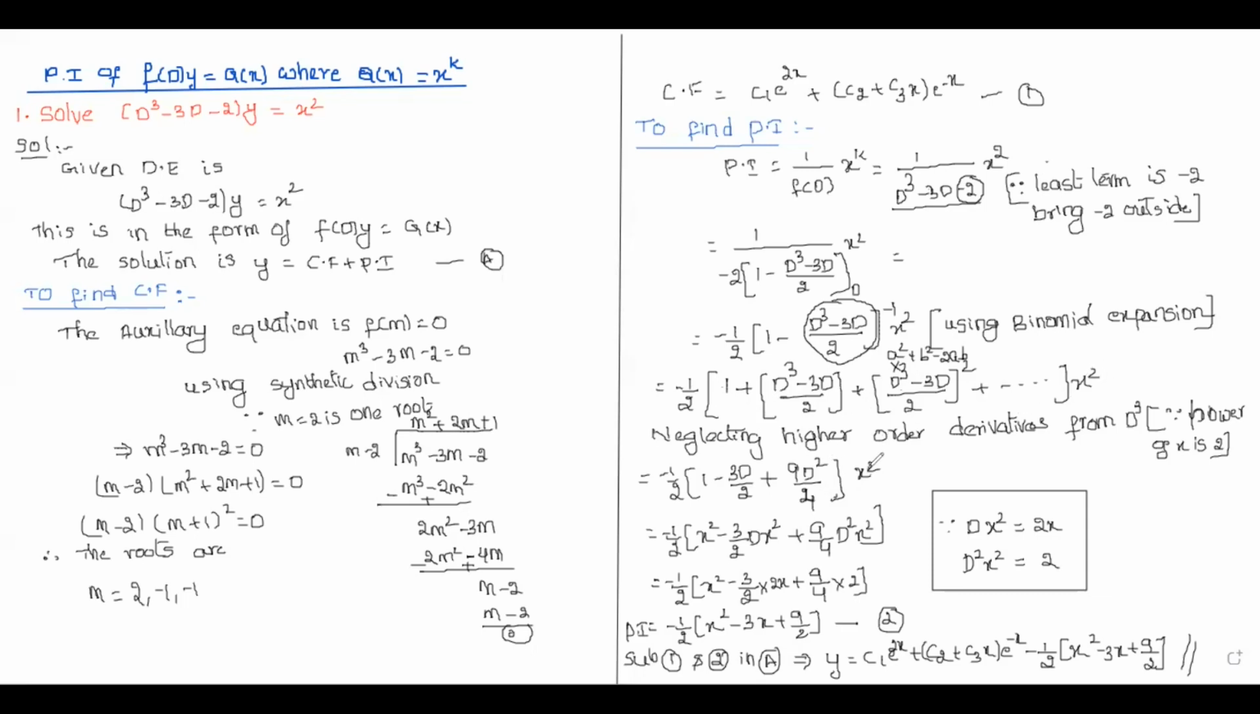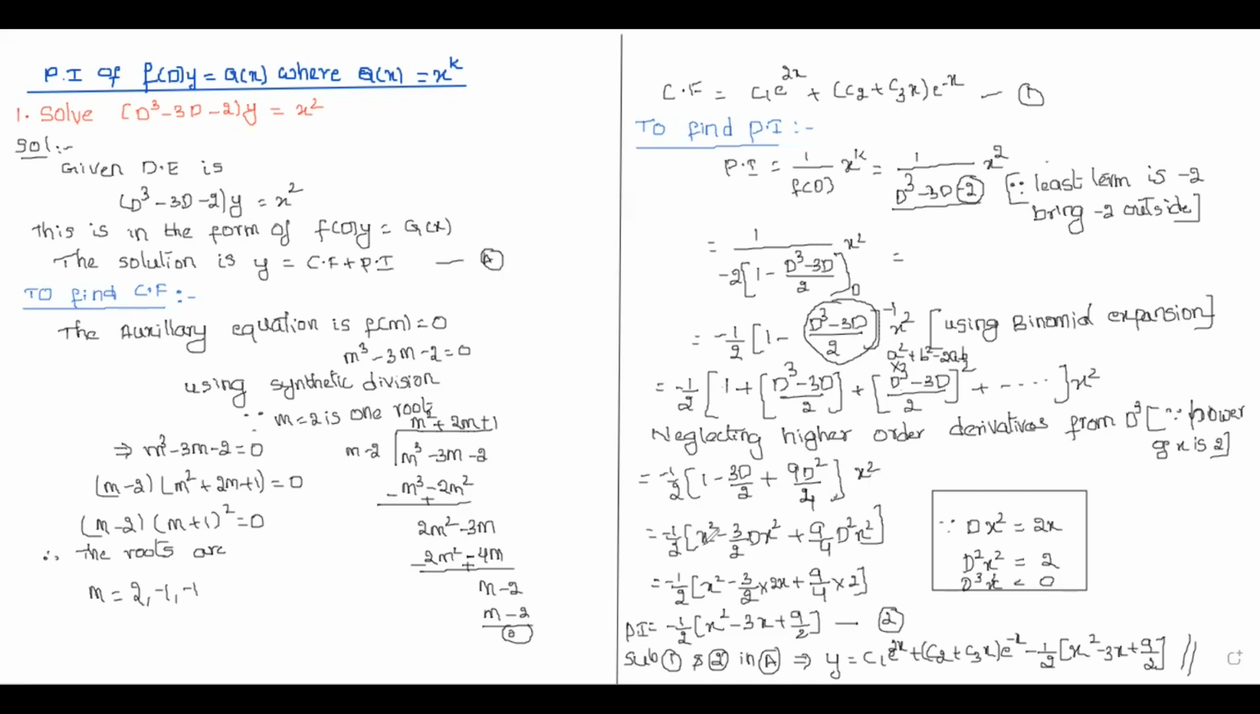So up to d square only we are eligible to take, because d cube x square: d x square is nothing but 2x, d square x square will be 2, and if we take d cube x square, it becomes 0. So higher order derivatives will be 0 after d square. So 1 minus 3d by 2 plus 9d square by 4. Now you multiply your x square into these terms.